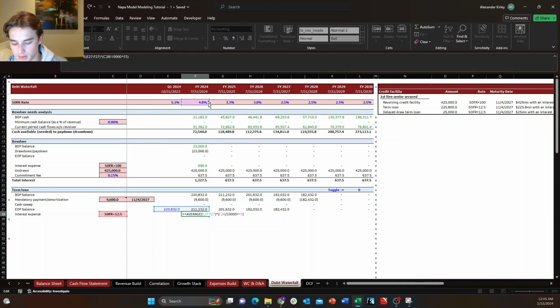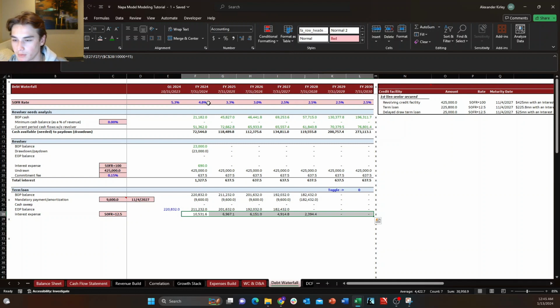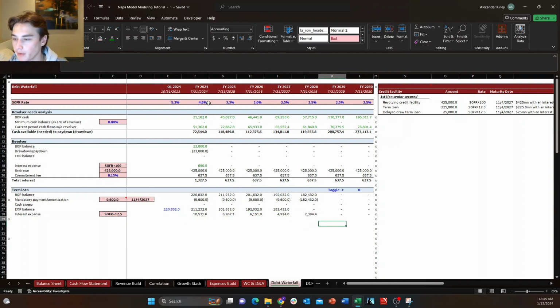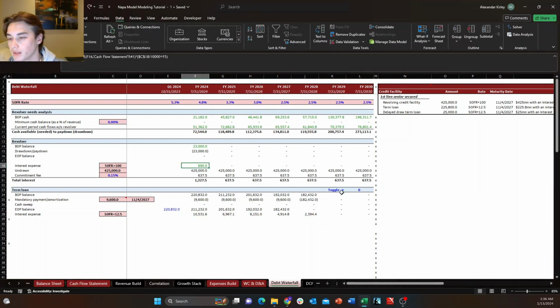Let's fix this. And there we have it. Let's finish this up, clean it up, make it look more presentable, and then we'll go over circular references, how we avoid them, how this debt waterfall will create a circular reference, and how we create a circuit breaker for it, and the reasoning behind it.